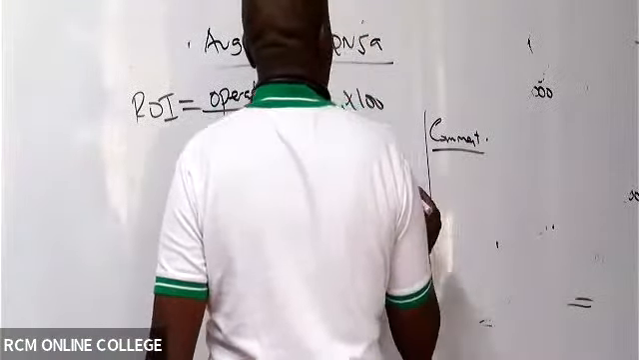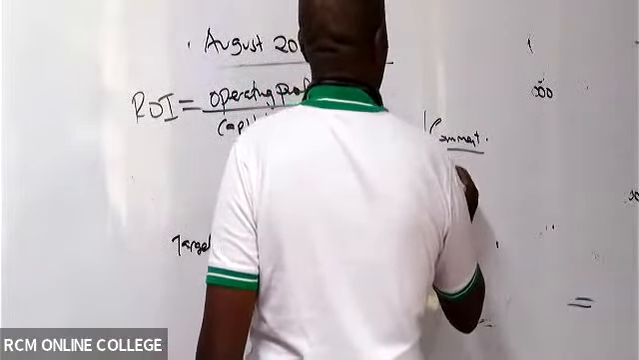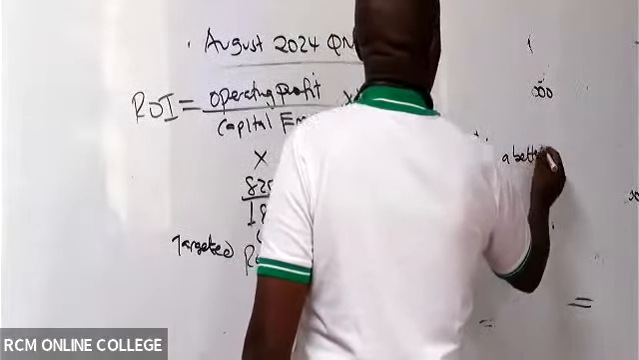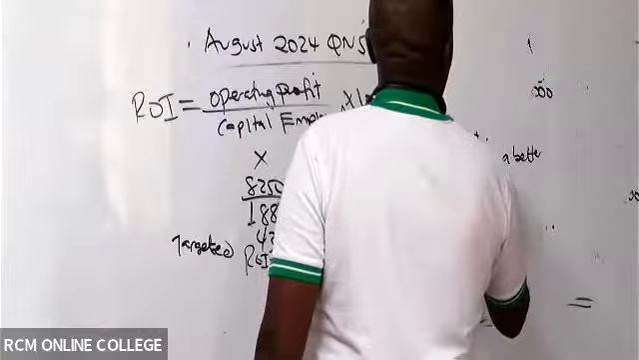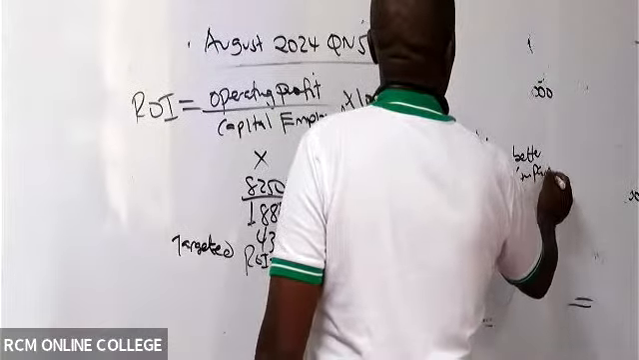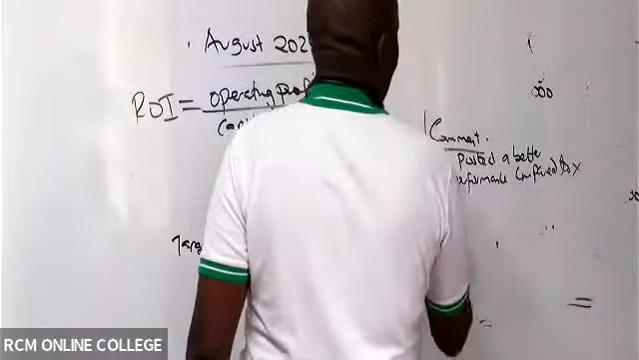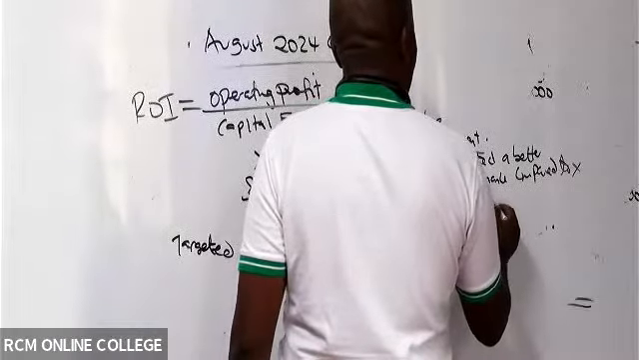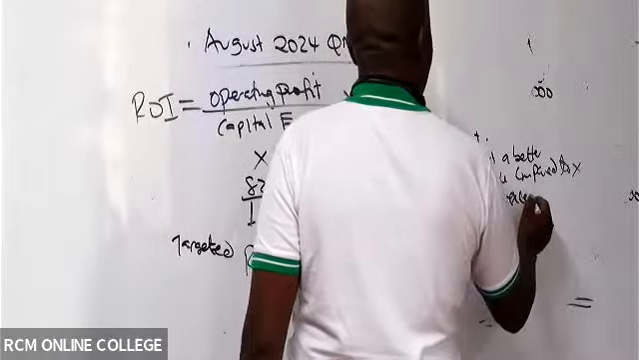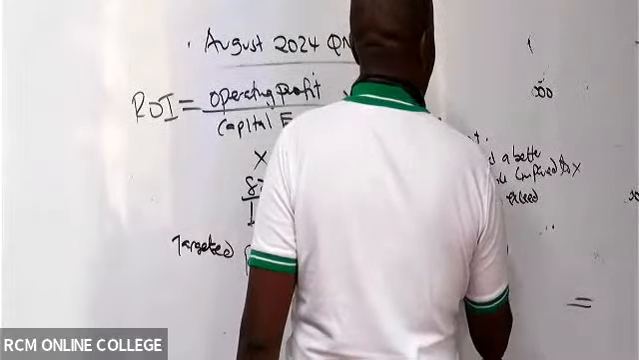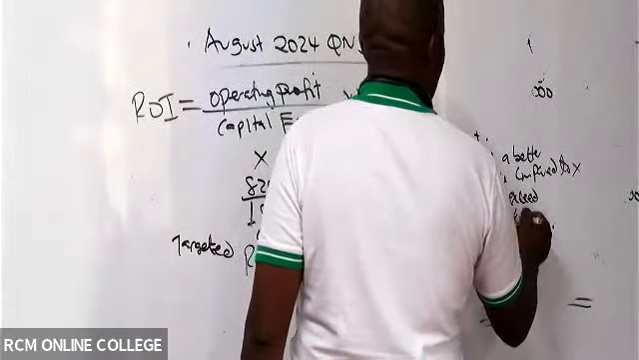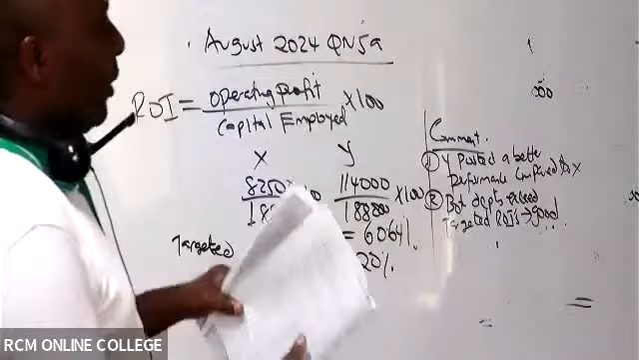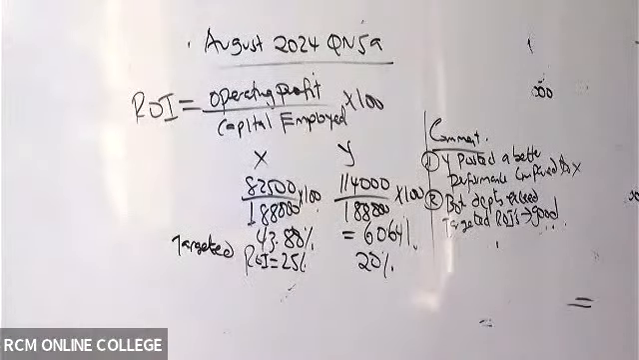So in terms of comment, we are able to see, ladies and gentlemen, number one, that Y posted a better performance compared to X. And we are able to see, number two, that both departments exceeded targeted ROIs, targeted return on investments. Yeah, this is good. Good for the business.